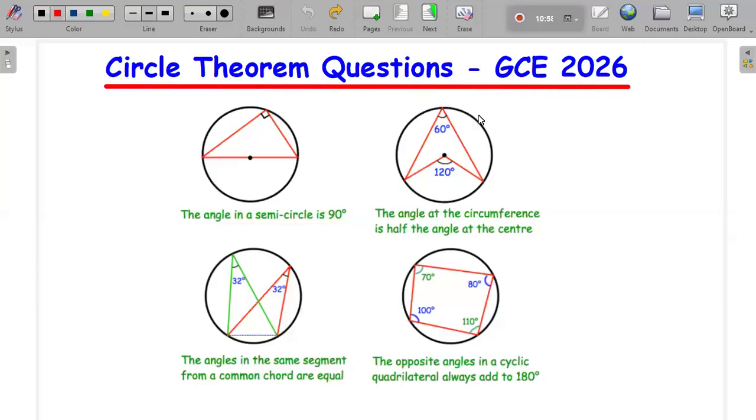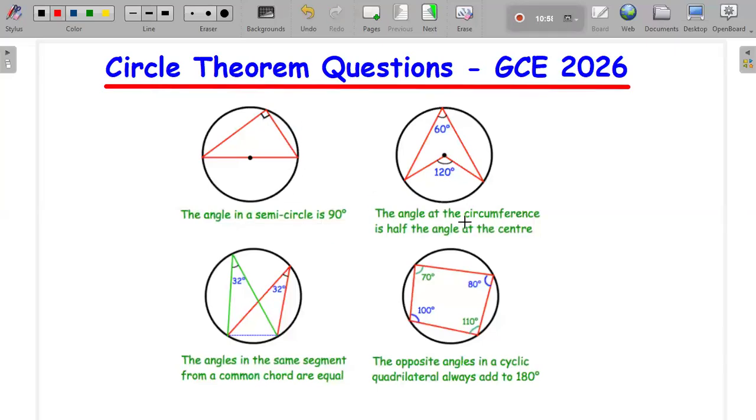All right. So in today's class, we're going to look at circle theorem questions, and we'll start off by looking at some of the basic principles that we must understand. Firstly, the angle in a semicircle is 90 degrees. The semicircle is just half of the circle. So if you have a chord going through the center to the other side of the circumference, which cuts the circle into half, then the angle at the circumference is going to be 90 degrees.